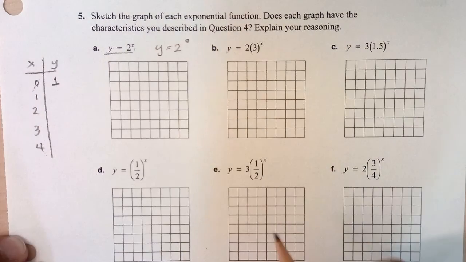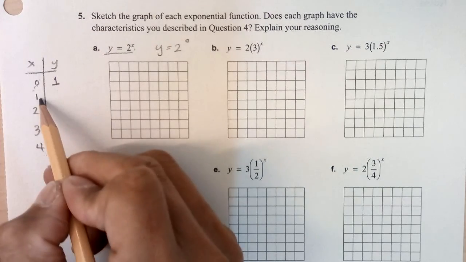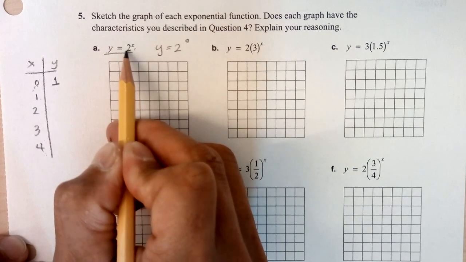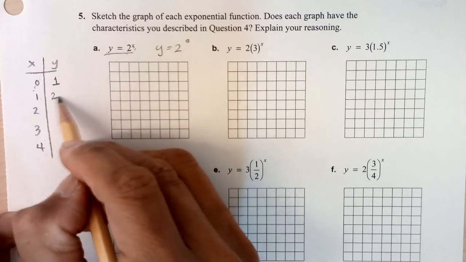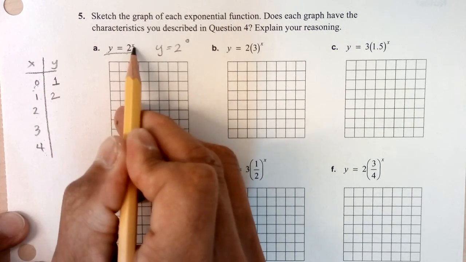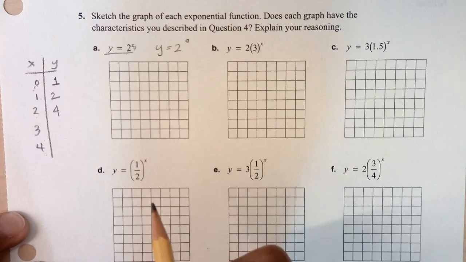So there's one ordered pair that I can graph. I'm going to figure out each of the values of y before I graph any of the points. Then the next number that I would substitute in for x is 1. y equals 2 to the first power. 2 to the first power is 2. And then the next number I'm going to input for x, 2. 2 squared is 2 times 2. 2 times 2 is 4.